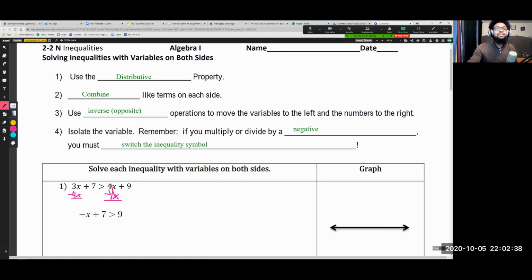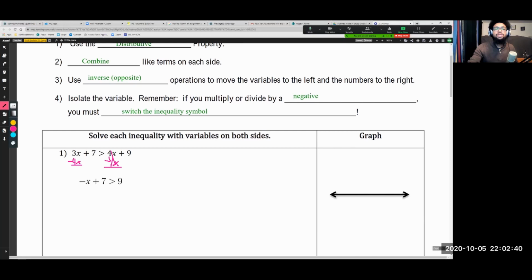All right. And so now what I'm going to do is subtract this 7 from both sides. Minus 7, minus 7. 7 minus 7 is going to be a 0. And then what I have is negative x is greater than, and then 9 minus 7 is just going to give me a 2.